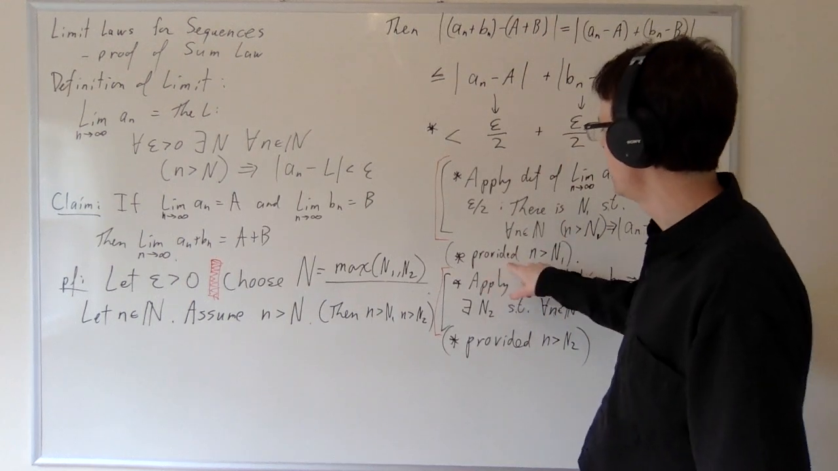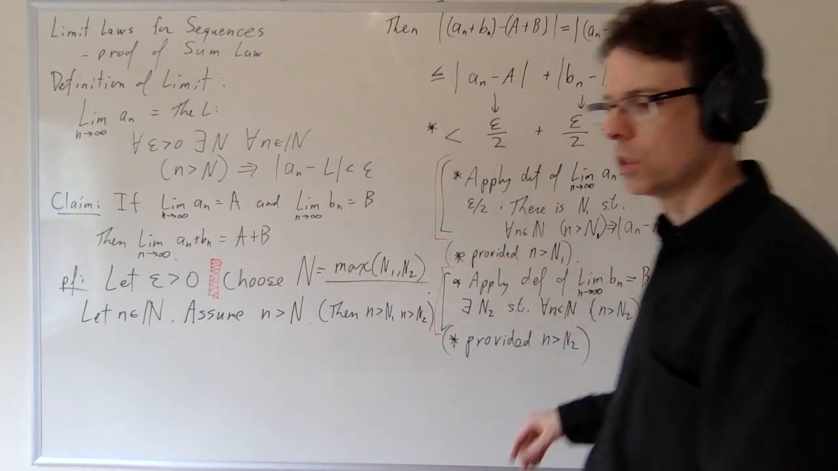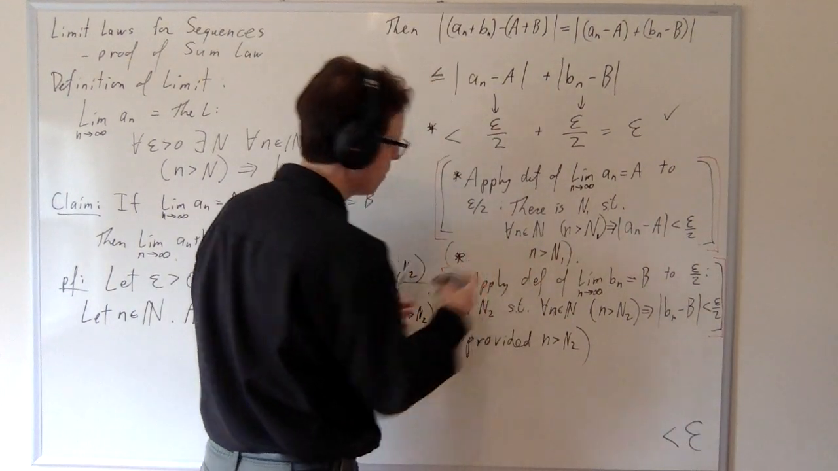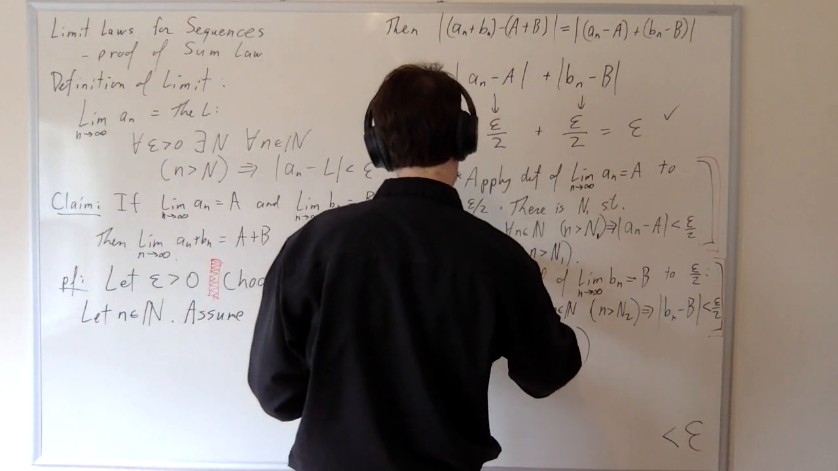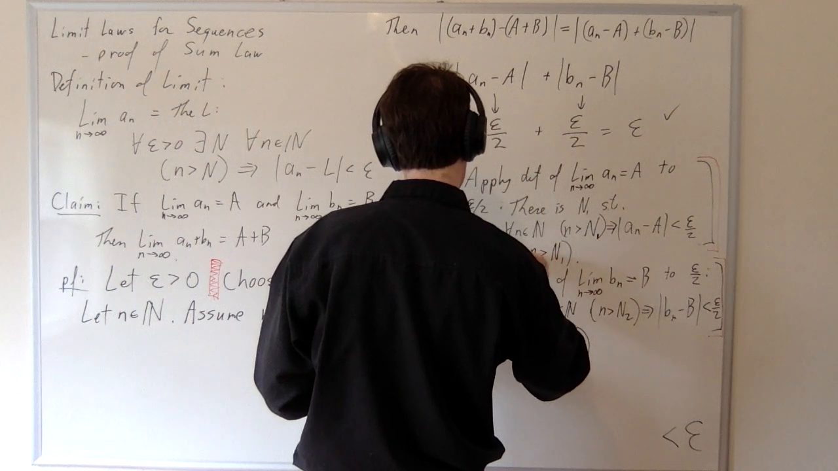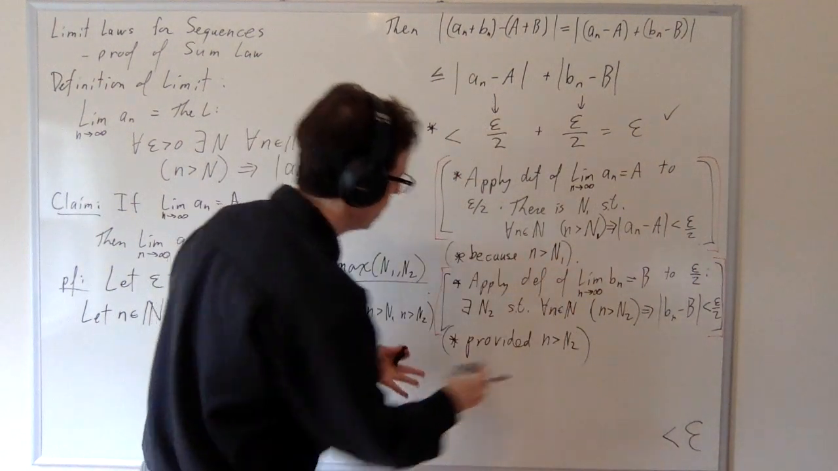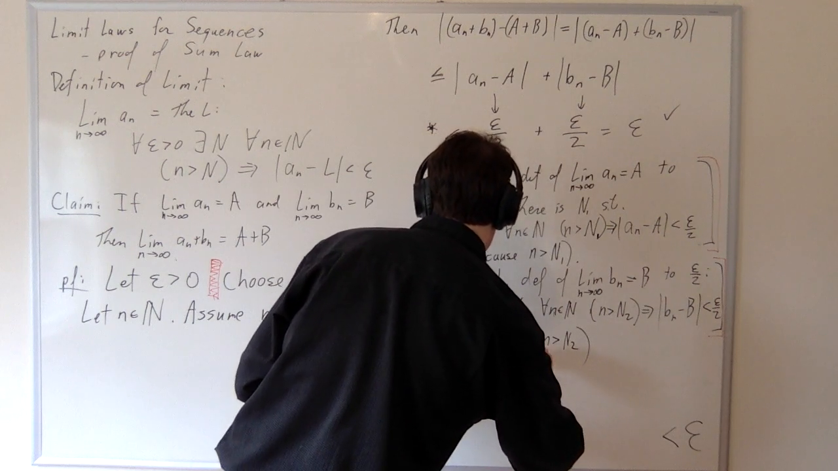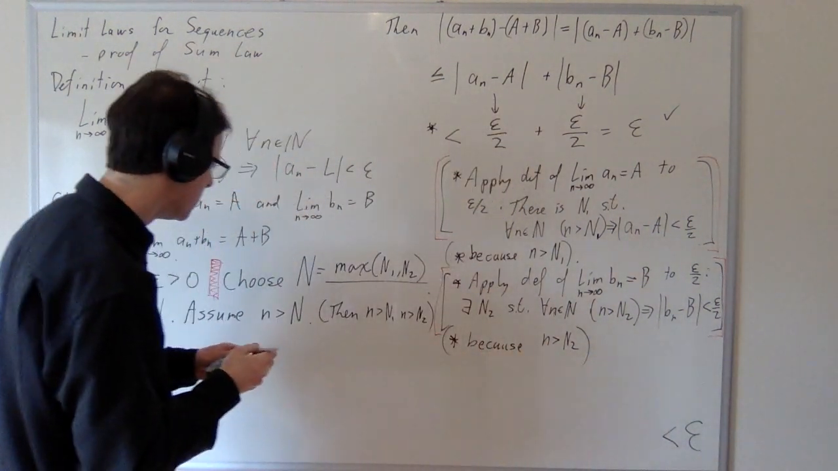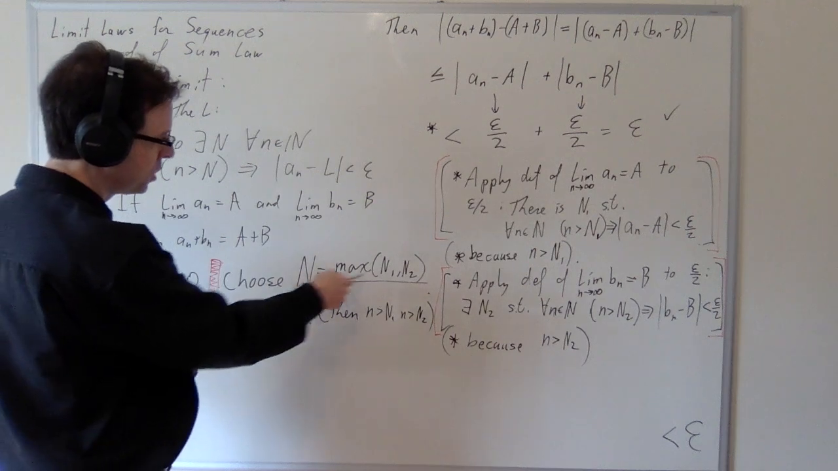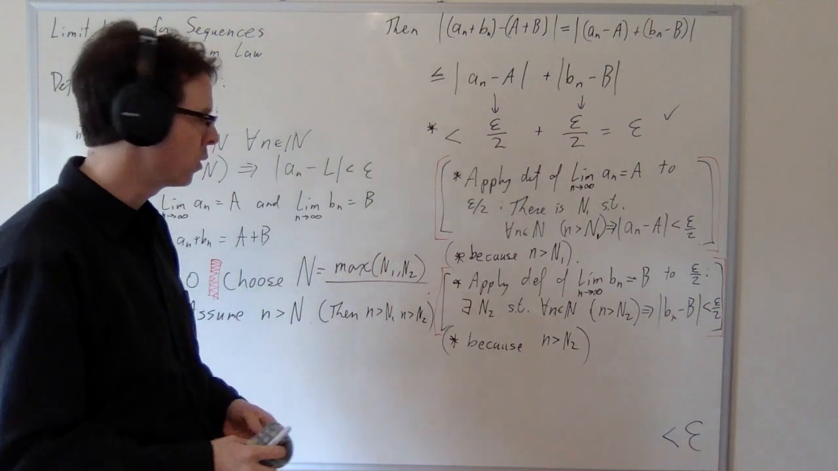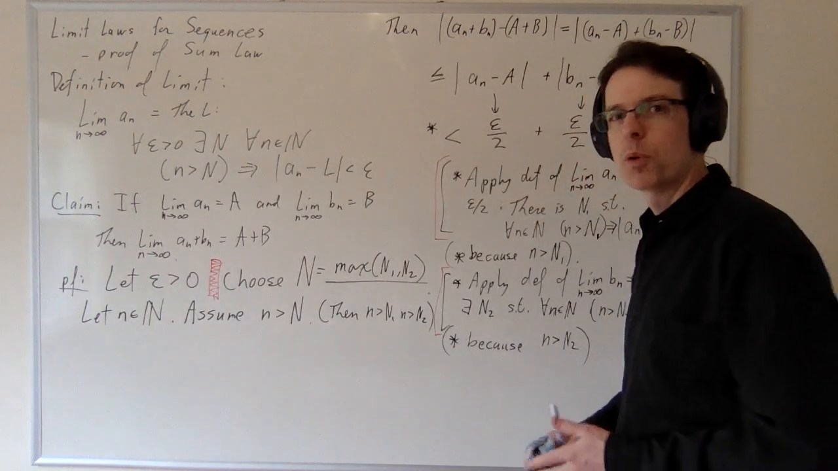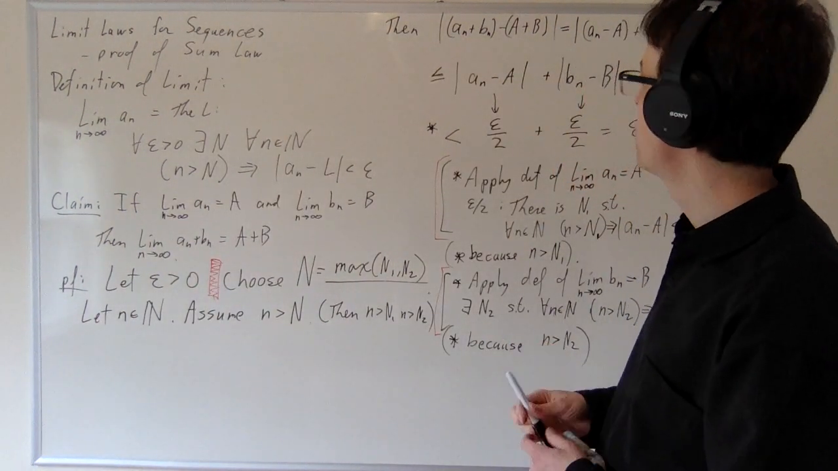And instead of saying provided, we could say because, right? We can change this after we give a reason why this is true, and we have now, we can say because n is greater than n1, and here we can say because n is greater than n2, and it is, right? Because it's assumed greater than n, which is the max of these two values, so it must be greater than both of those values. So this is our proof of the sum law for limits.